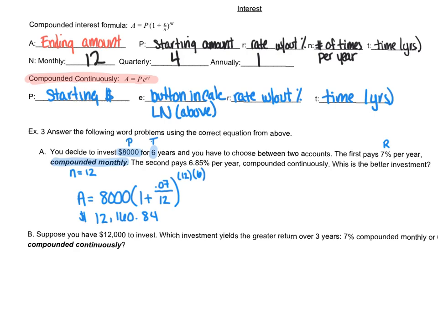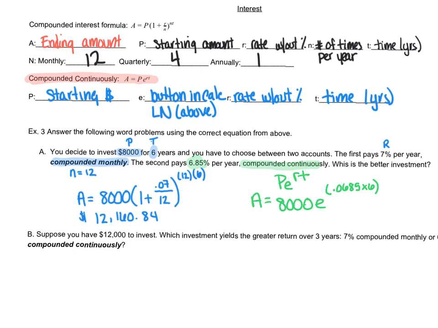Now the other one says that it's 6.5% per year. Let's switch it here. So 6.85 compounded continuously. So it's still the same amount starting. So because it's compounded continuously, we have to use the other formula. So A equals P E to the RT. So the 8,000, the E button in my calculator, my rate is going to be 0.0685, because remember we have to get rid of that percentage by dividing that by 100, and then times the time, which is 6 years.